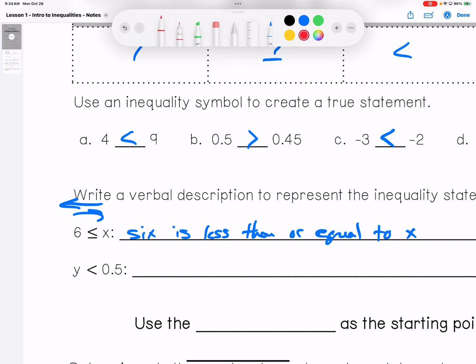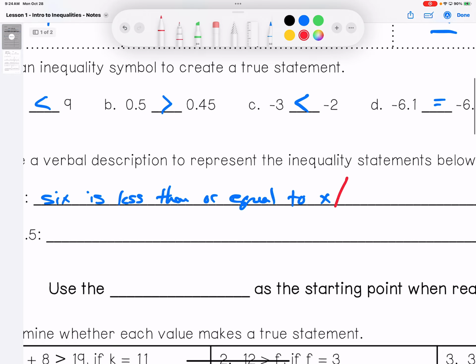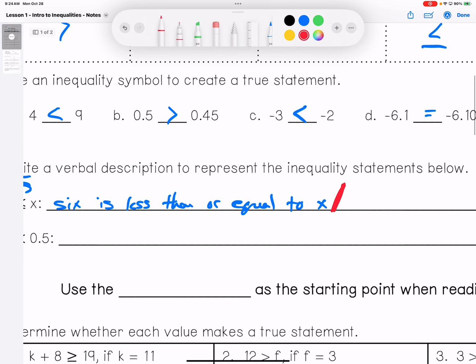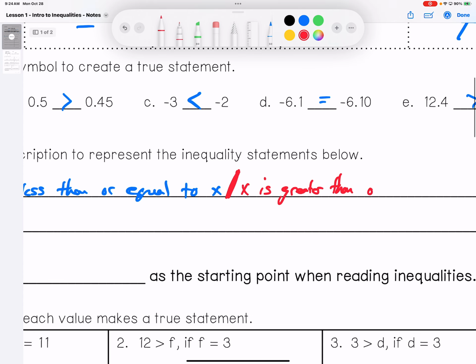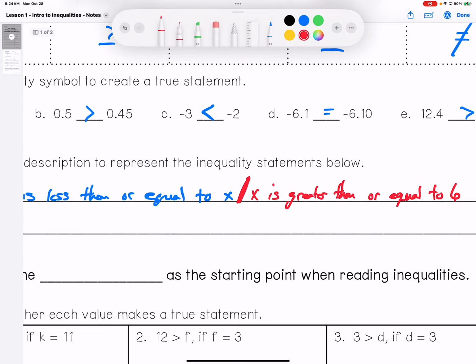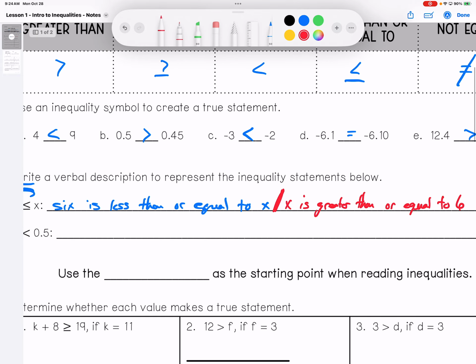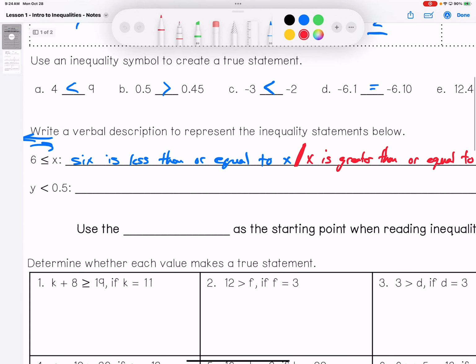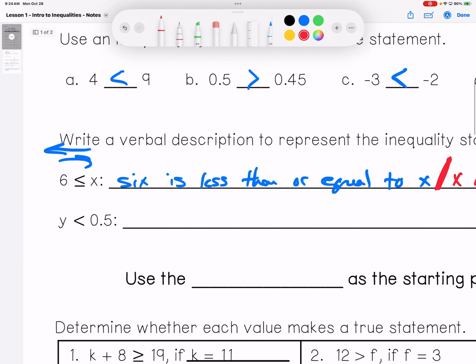The other way to write that would be X is greater than or equal to 6. You only have to write one of those, but I wrote both of them. I'll zoom out and let you get it all in just a second.